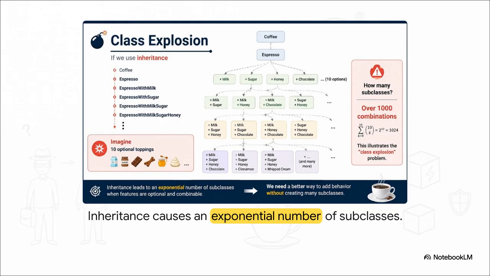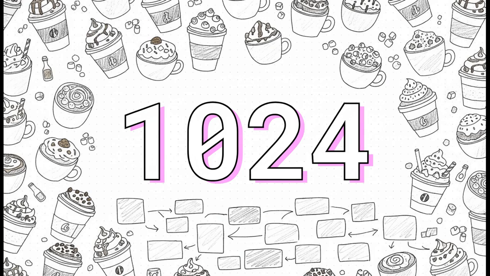It spreads like wildfire. Just to emphasize the absolute insanity of this approach, let's say you have just 10 optional toppings. The math tells us that 2 to the power of 10 equals 1,024. You would literally have to write over 1,000 subclasses just to handle the combinations of 10 simple toppings for one single type of coffee. No way. That's what we call the class explosion problem. We desperately need a better way to handle this.